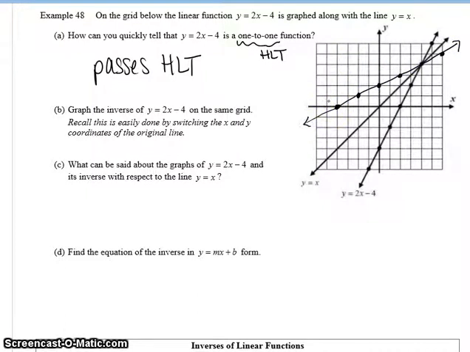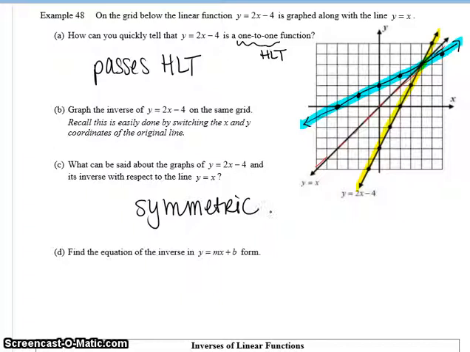And there's the inverse of that function. Okay, what is so neat about this? Look, guys, this original function and its inverse is a perfect reflection over the line y equals x right down here in the middle. Okay, so part C says, what can be said about those two graphs? Well, they're symmetric.